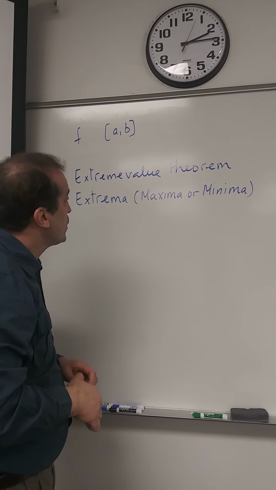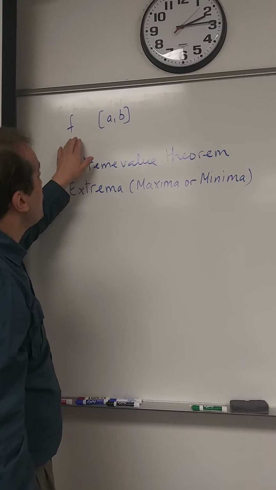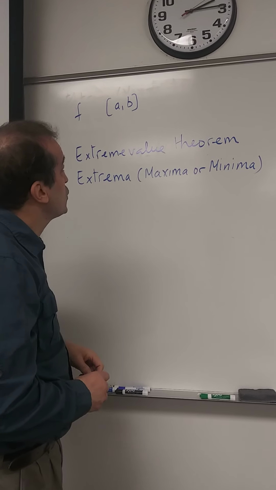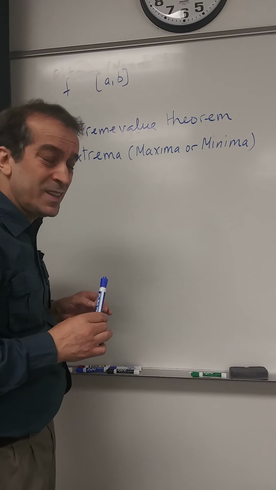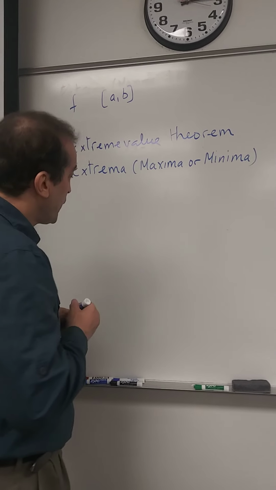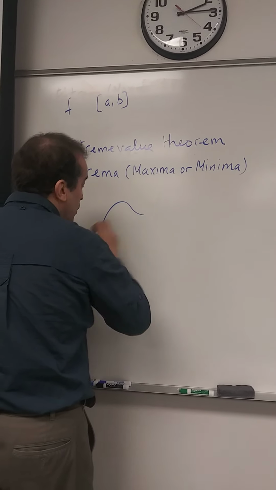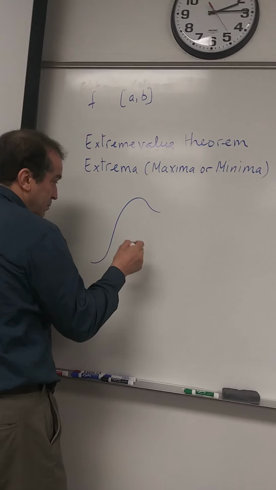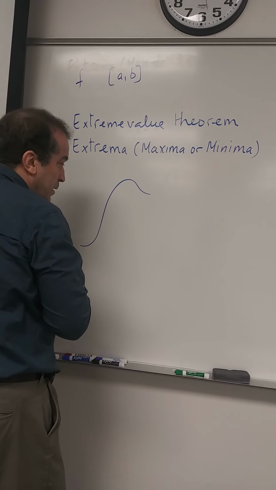Today we're going to be talking about maxima and minima. If a function f is continuous on an interval [a, b], then because it's continuous, it has a minimum and a maximum. It has to. Now that minimum can be anywhere and the maximum can be anywhere. For example, for this function here, continuous, the maximum is here and the minimum is here.